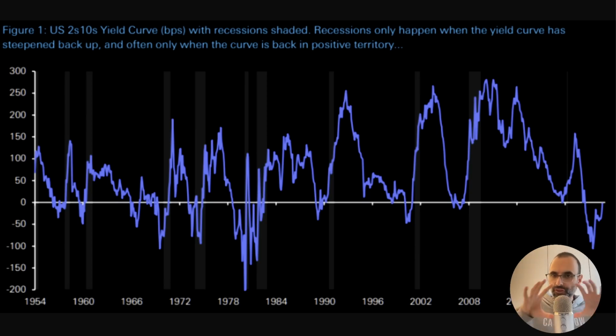Now, if you stretch it out long, going back to 1954 up until today, it might be a little difficult to see on the screen, but you're seeing over and over again, almost perfectly, it depends on which you're using. This is a 2-year and a 10-year. You can do 2-year, 30-year, 3-month, 10-year. There are all these different ratios. Everyone thinks theirs is the best one.